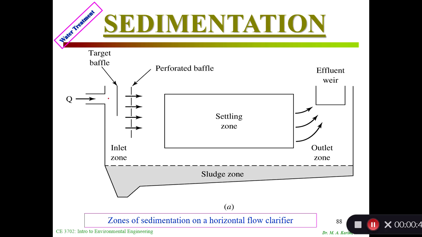The water is coming this way. This part is called the inlet zone, and the settling zone would be this part. This is the outlet zone, and this is the storage zone, meaning the sludge that would be settling. The sludge means the settling particles would be here. So these are the four: this is one, this is two, this is three, and this is four. Right? Four zones in there.